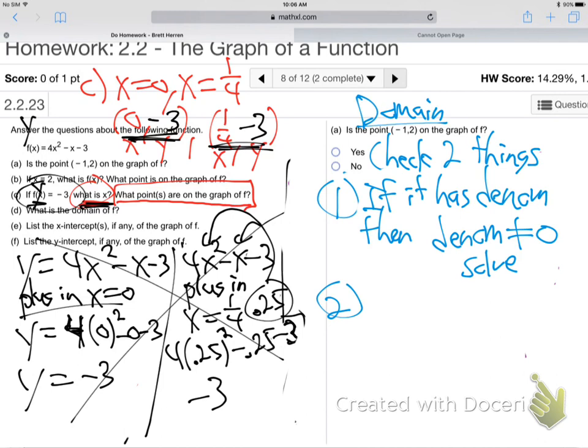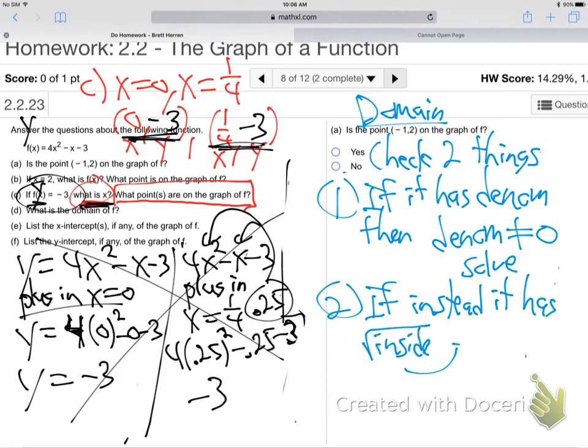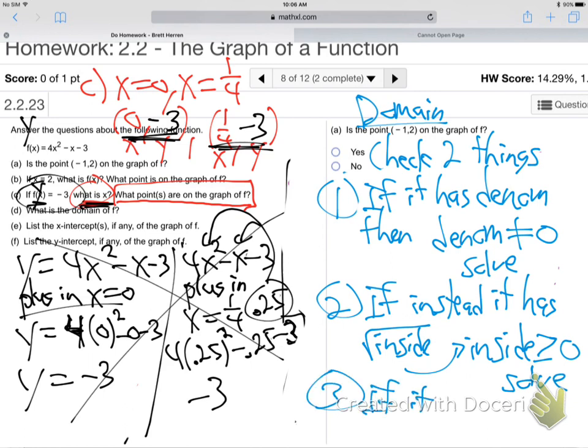Number 2, if instead it has a square root of something, take the inside out and set it greater than or equal to 0 and solve. Number 3, if it has neither, then it's negative infinity to positive infinity, because anything goes.